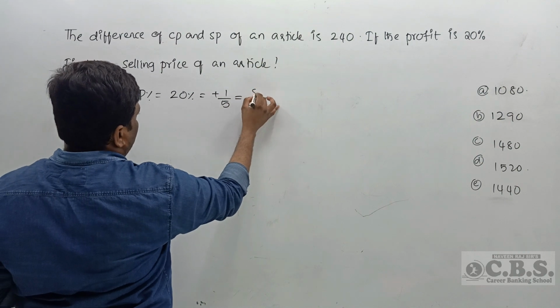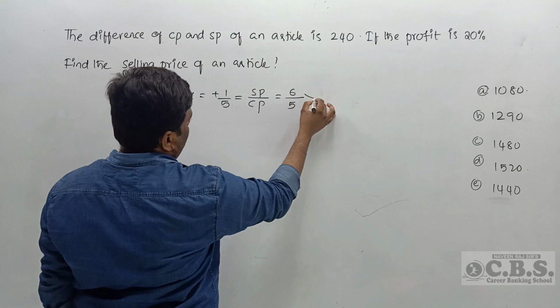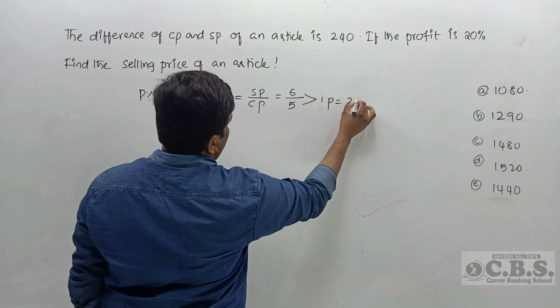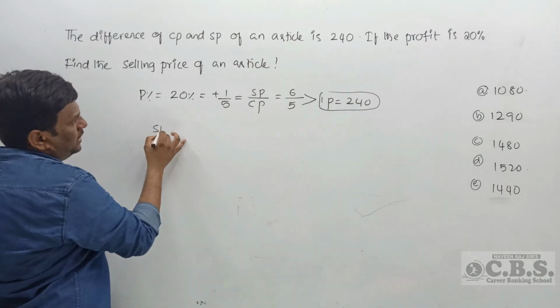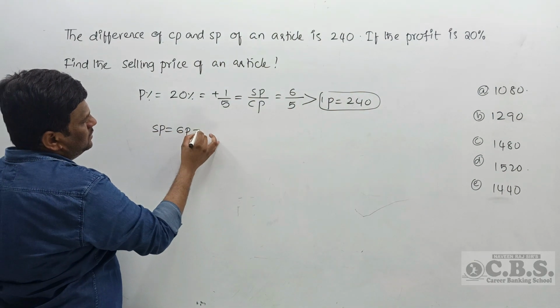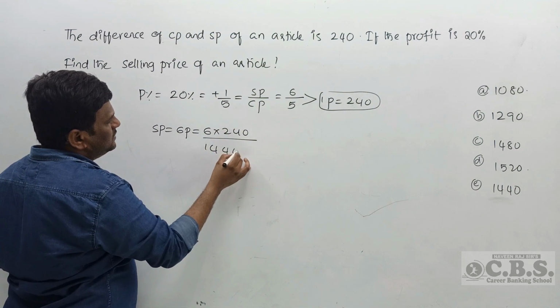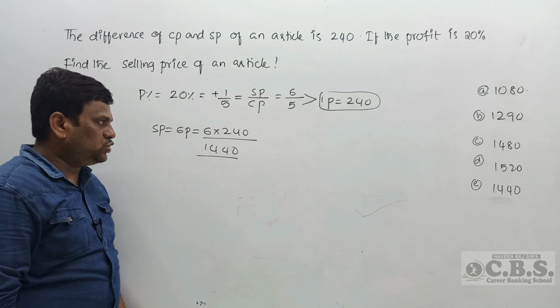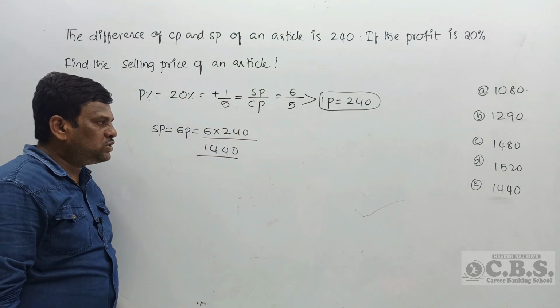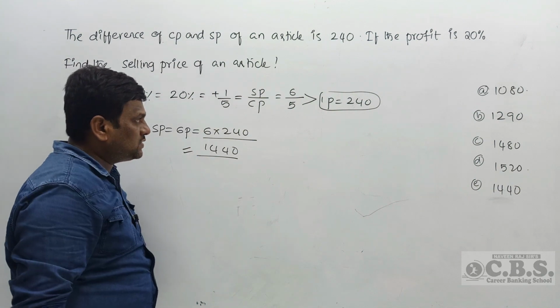So cost price to selling price: cost price is 5 rupees, selling price how many? 6. So one part is equal to how much is given? 240, because profit is one part. Therefore the selling price asked is 6 parts. So 6 into 240 is nothing but 1440. 6 twos are 12, and 6 fours are 24. So your answer is 1440, the final answer.